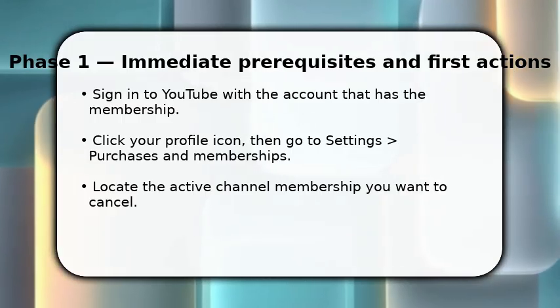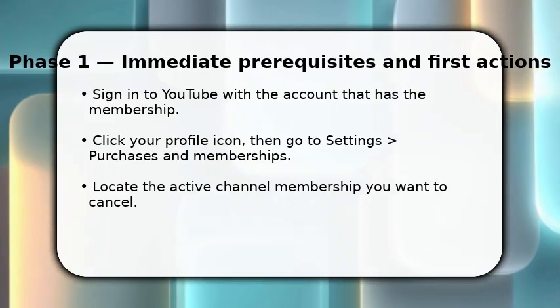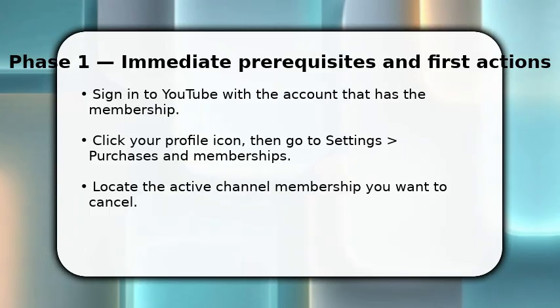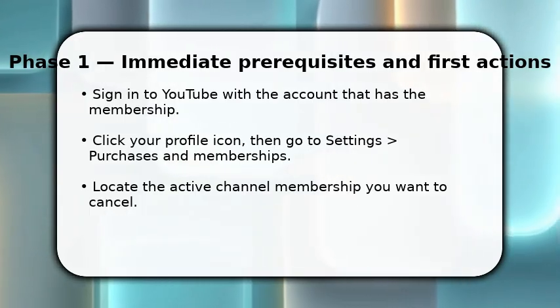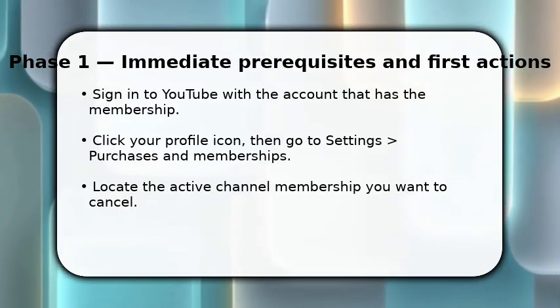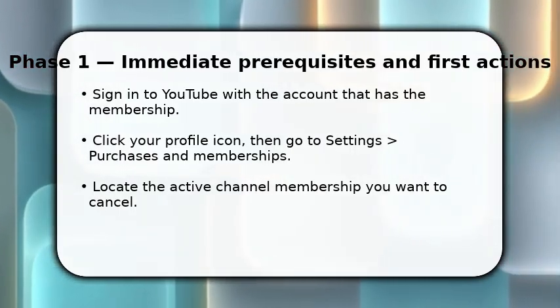You're starting inside YouTube. Sign in and go straight to your profile menu. Click Settings, then Purchases and Memberships so you can view active subscriptions. Once you locate the channel membership entry, open its details. This is the control panel for billing and perks.